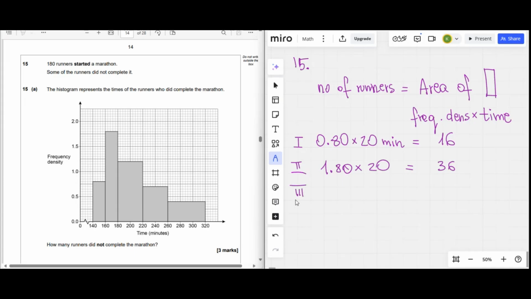In the third block, we had a range of 40, and the frequency density would be 1.2. If this is in between 1 and 1.5, the middle is 1.25, and this is just below. So that must be 1.2. Times 40 is 48.